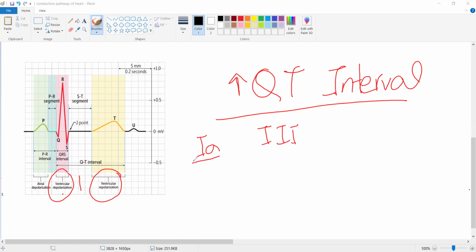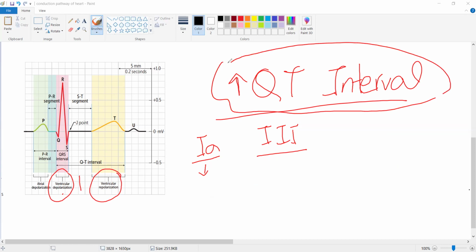1A is a sodium channel blocker, and class 3 is a potassium channel blocker. Okay. So there are a lot of drugs that increase the QT interval, and you have to cram these drugs, like some opioids, some antidepressants, some antibiotics. Very high yield.